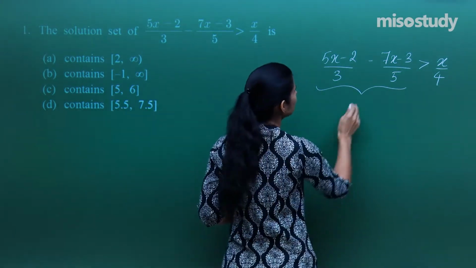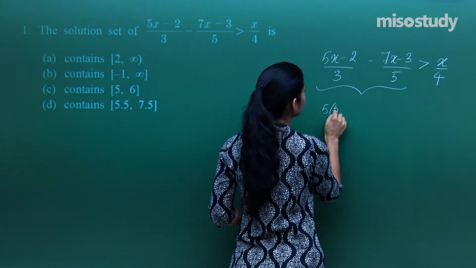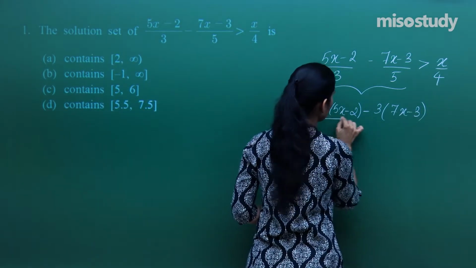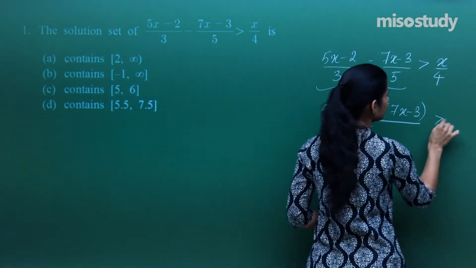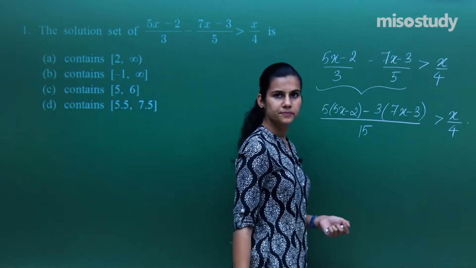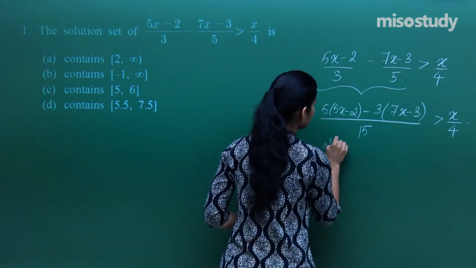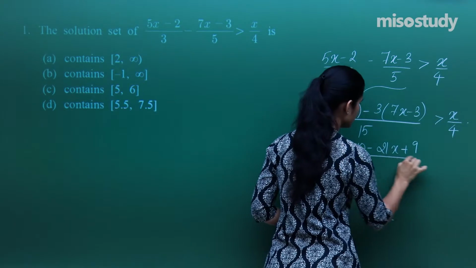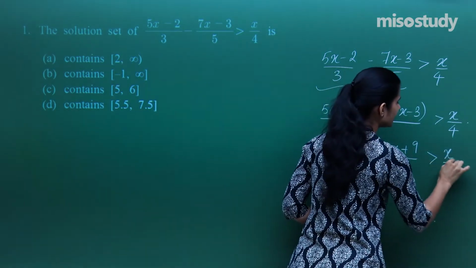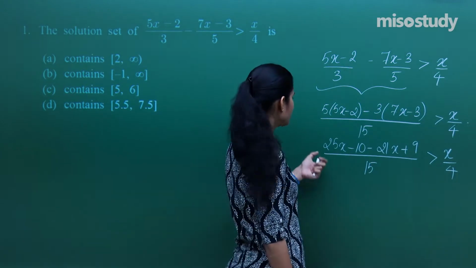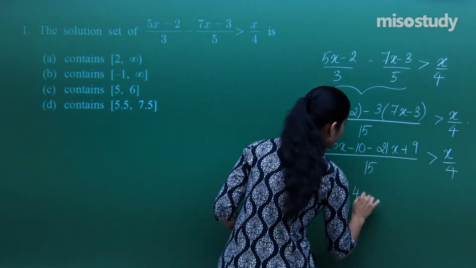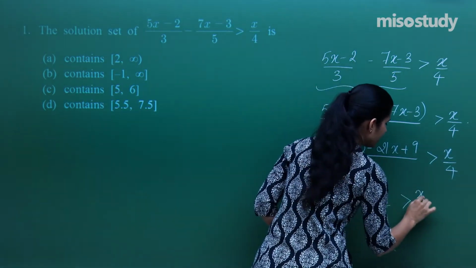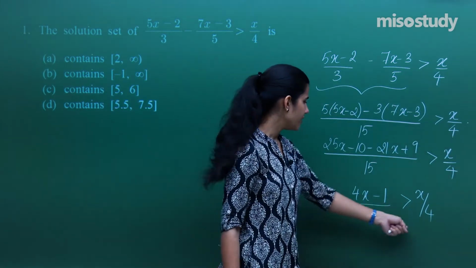On the left hand side, you get 15, 5 is multiplied by (5x minus 2), 3 is multiplied by (7x minus 3), whole upon 15 is greater than x/4. Then you have (25x minus 10 minus 21x plus 9)/15 is greater than x/4. Now 25 minus 21 gives you 4x, minus 10 plus 9 gives you minus 1, upon 15 is greater than x/4. You can very easily cross multiply.